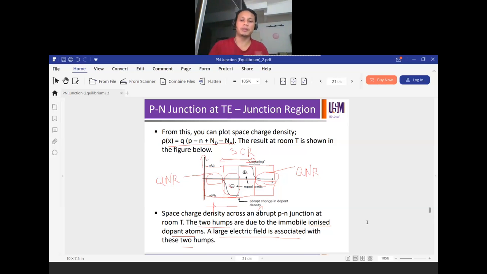Why do we want to separate electrons and holes? Anyone? Why do we want to separate electrons and holes in this case? We want to pull electrons to one side, and then we want to pull holes to the other side. Why do you think we want to do that?